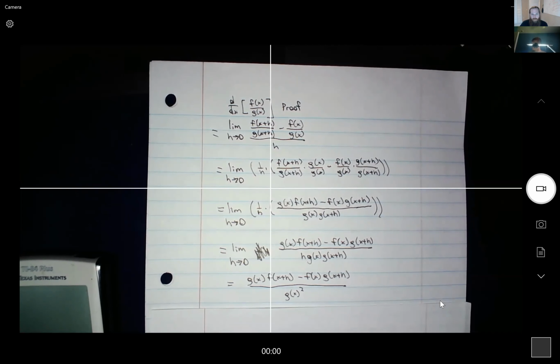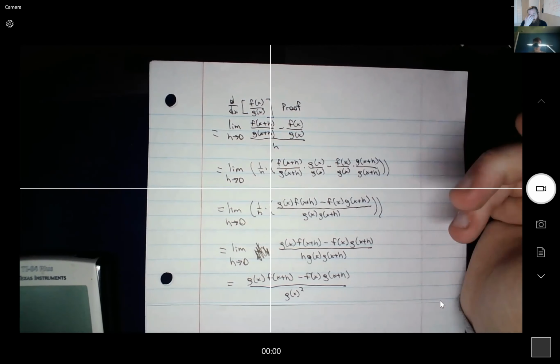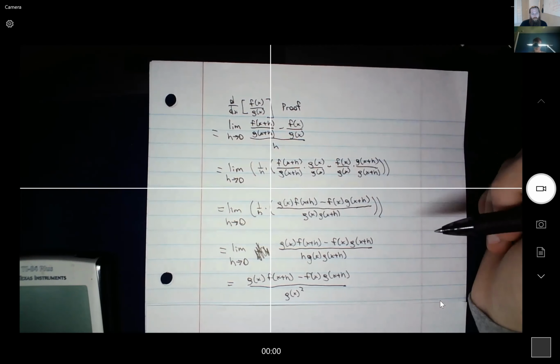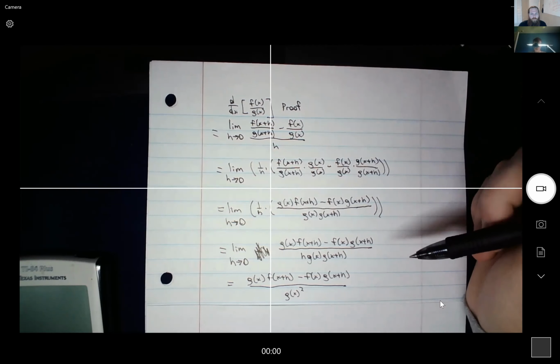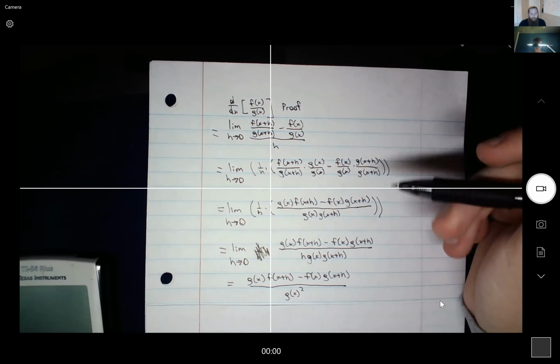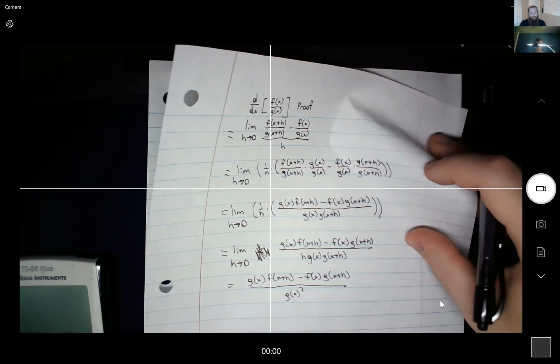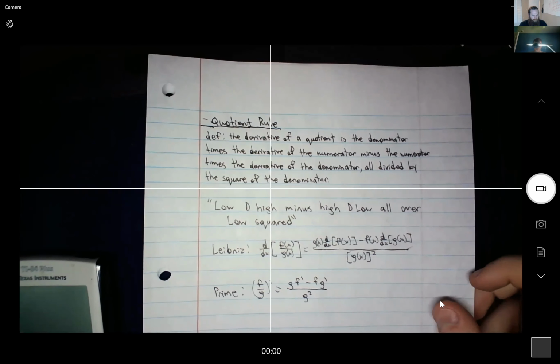So we need a little bit more algebra before we can justify the proof here, but it's very, very close. And the idea that as the h goes to 0, the bottom becomes g squared, and the top becomes this difference of terms involving g and the derivative of f and the derivative of g is correct. Okay, so now we're going to do some examples for the quotient rule. So are there any questions so far about the quotient rule?